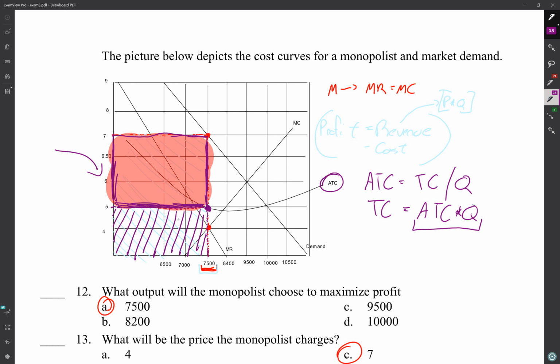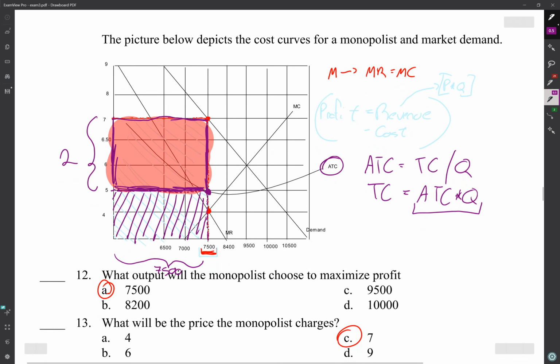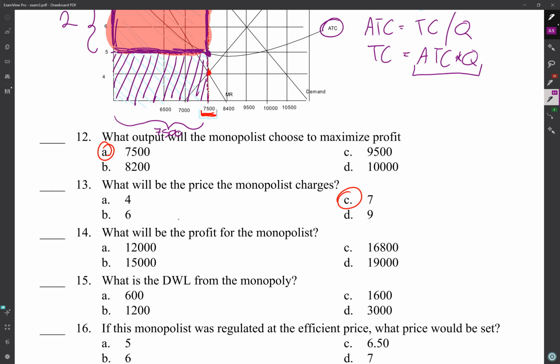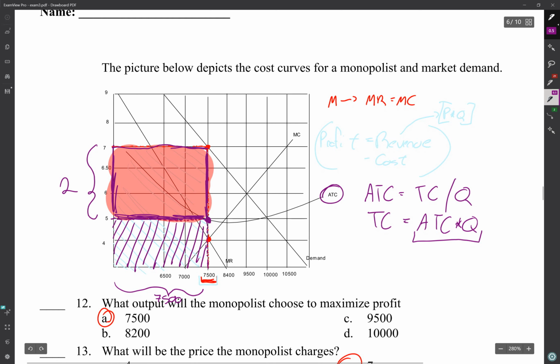We want to do length times width, and so let's look at both of our sides. So we're going from 5 to 7, so that's going to be 2, and we're going from 0 to 7,500, so that's going to be 7,500. So we're going to have 7,500 times 2, and that should give us 15,000. So let's look over here. Do we have that as an option? Yes, we do. Okay, so we're chugging right along.